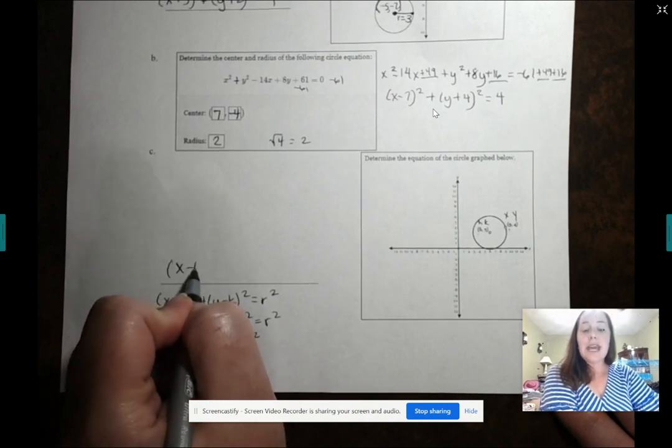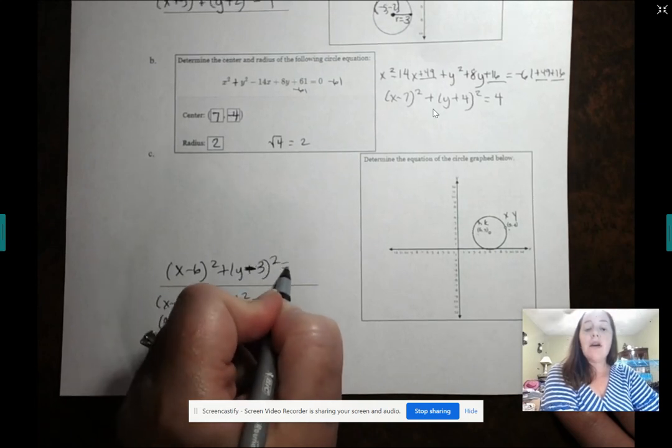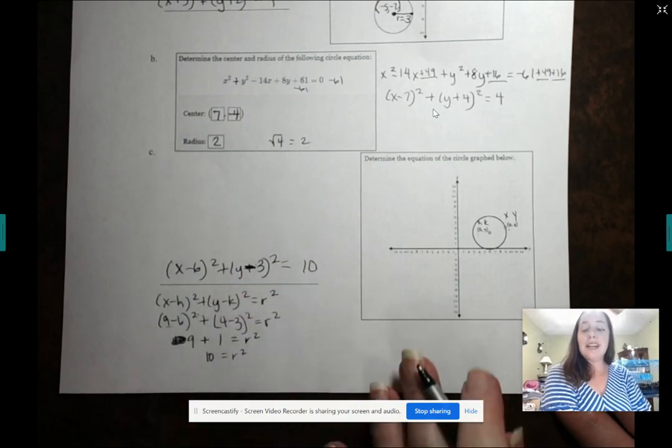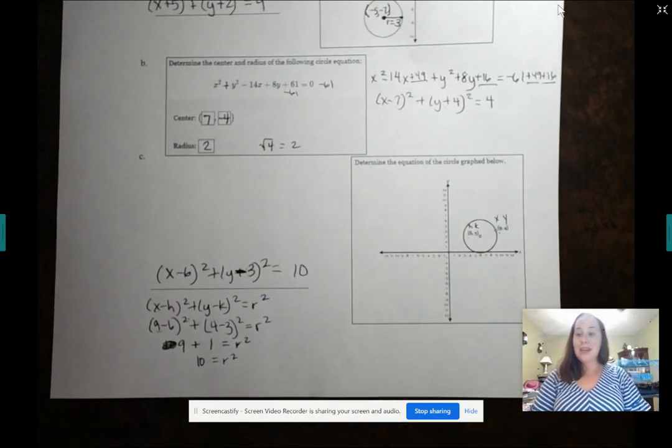So I'm going to use the h that they gave me, the k that they gave me. I'm sorry, that should be a minus there. And the r squared that I just found. And I'm done. And if you got through all of this, then you are good to go on the assignment.